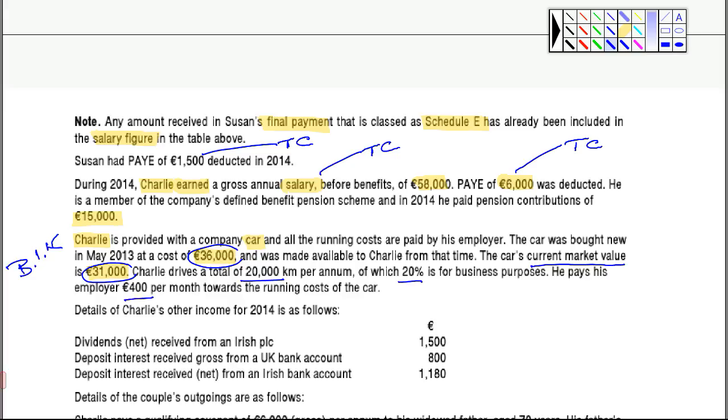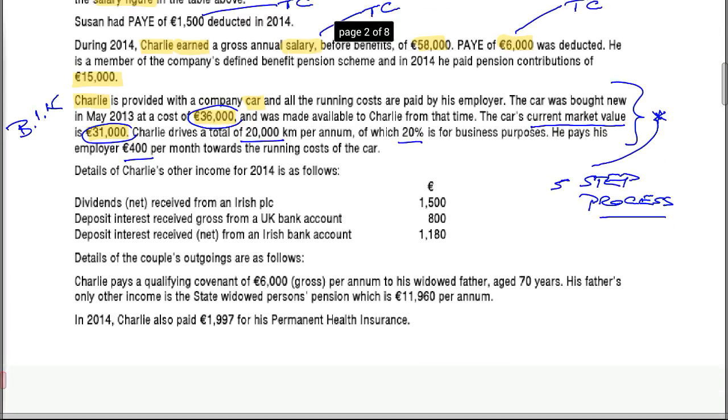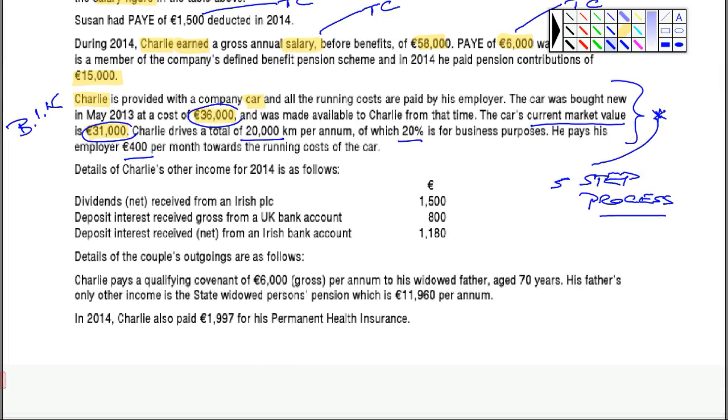Now just remember, with BIKs, we've got a set 5-step process. Every time, even if it's a simple one, we see a car benefit calculation required. In other words, John is provided with a car. Let's think about that 5-step process, and that's detailed within your study text, and we've looked at it in a little bit of detail in class. Outside of that, here comes some easy marks here.